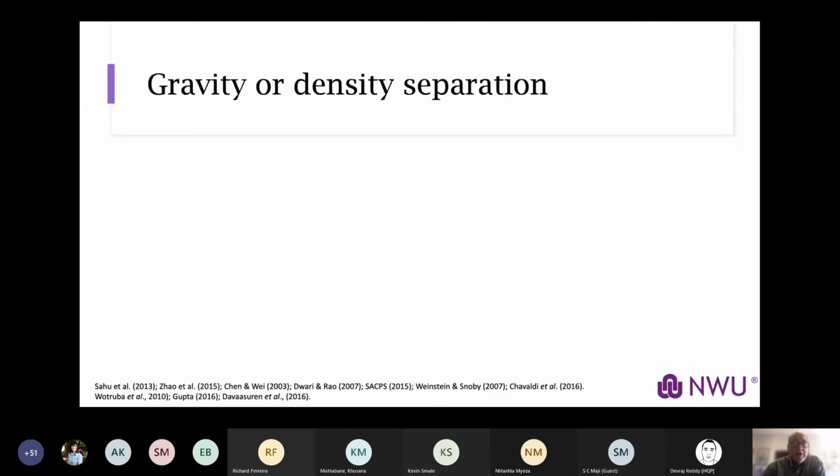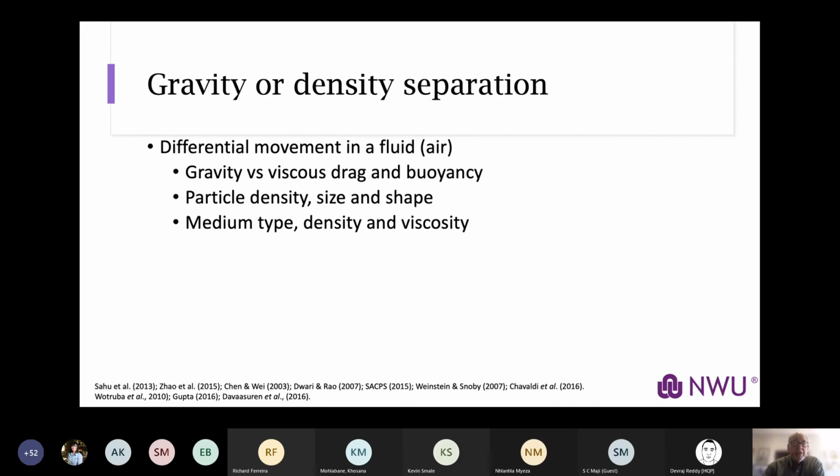So moving on to gravity or density separation, again, the science behind this is quite well known. It exploits the differential movement of a particle in a fluid, and in this case it is air, and we're comparing the gravity forces versus the viscous drag and the buoyancy that keeps the particle up.